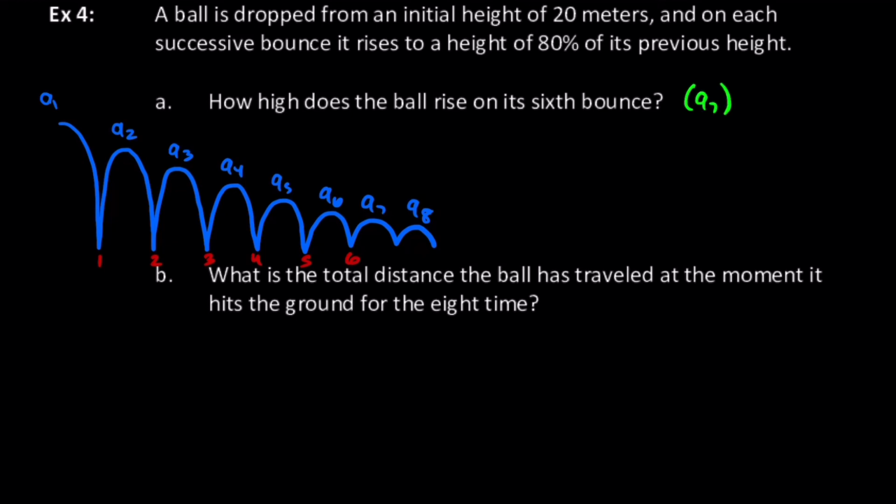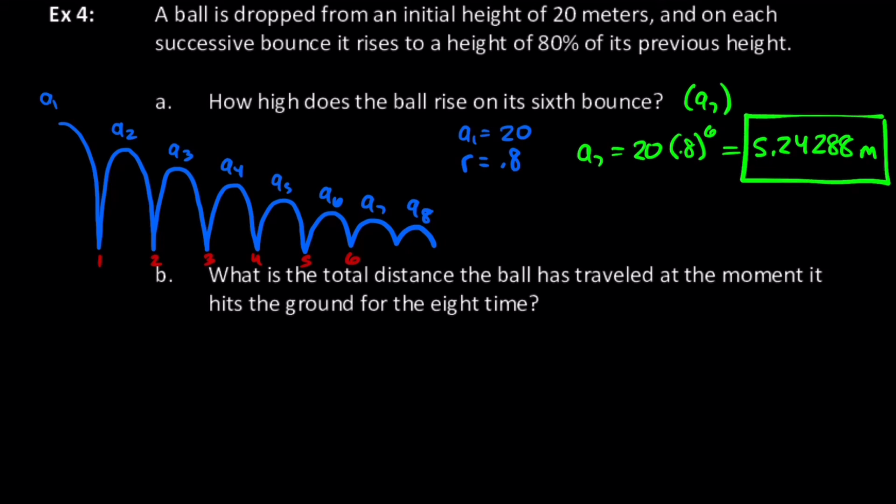All right, so what information do we have here? What's A sub 1? A sub 1 is the initial height, 20 meters. What's happening each time? It rises to a height of 80% of its previous height. So that's an R value, 0.8, 80%. So if I want to calculate A sub 7, I simply take A sub 1, which is 20, times 0.8 to the n minus 1, or to the sixth. Okay, and what did I get there? I got 5.24288. I went way out in decimal places. That's how high the ball is after the sixth bounce right here. That's that height.